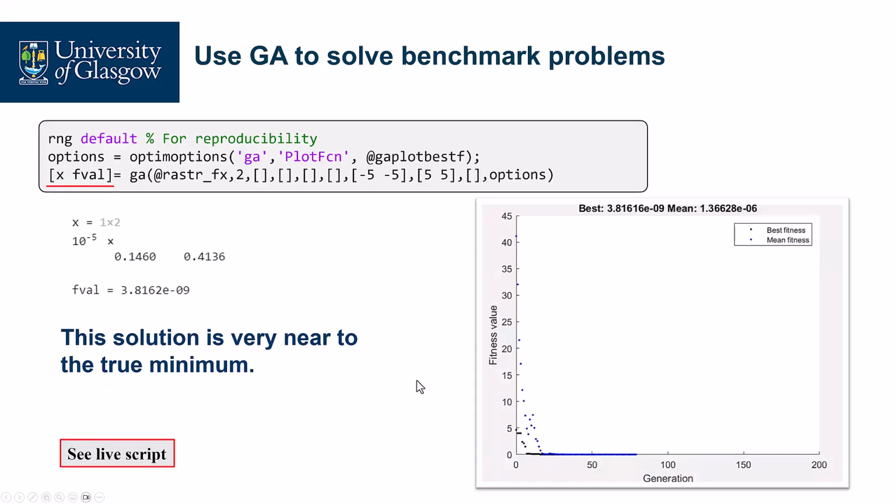Okay, so in this session, we used the GA function to solve a mathematical benchmark function, the two-dimensional Rastrigin function. And in the next session, we will solve real-world engineering case studies.